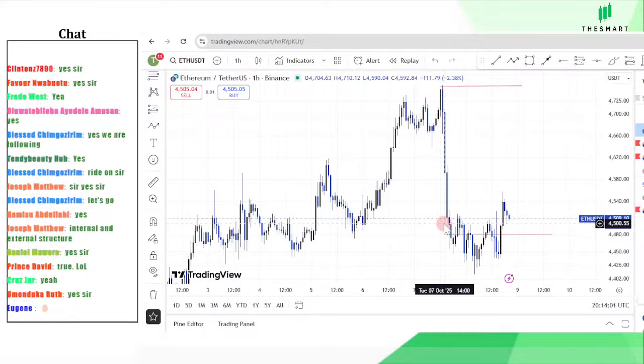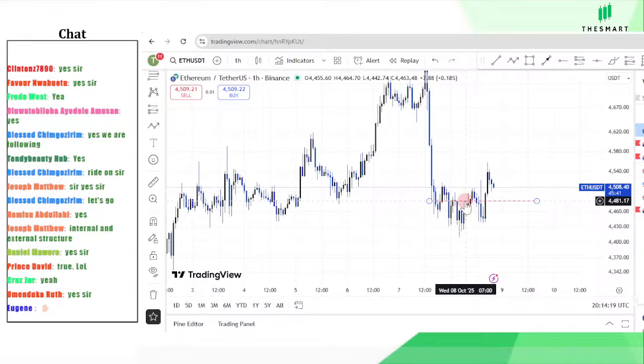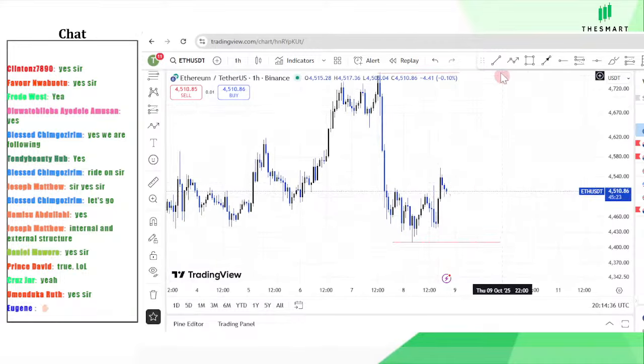So this is the clear explanation that the market moves in internal and external phases. If you have this high and you have this low, whatever happens within this price range is an internal move. Let's say we are looking for buys. Now this market has taken out the last high at that point.